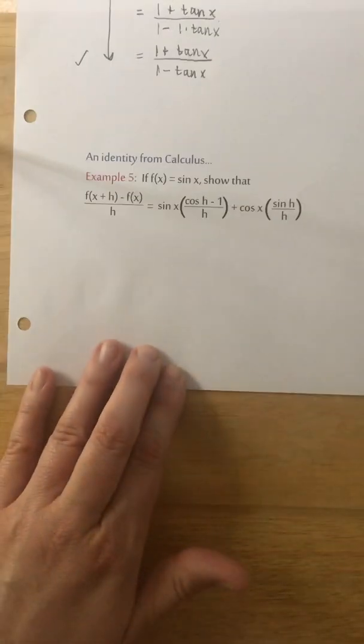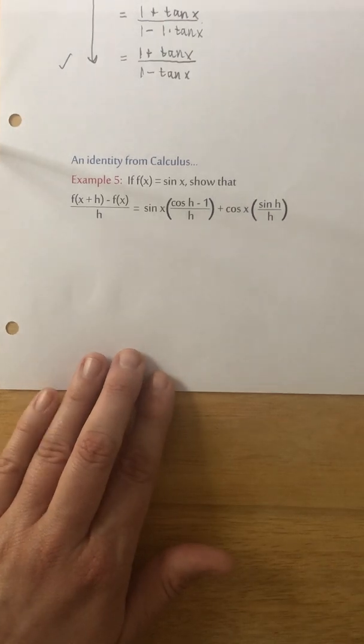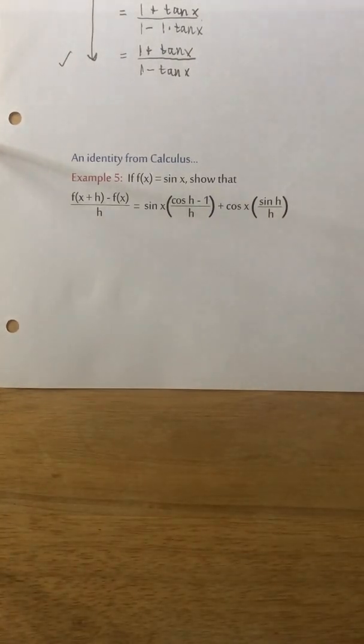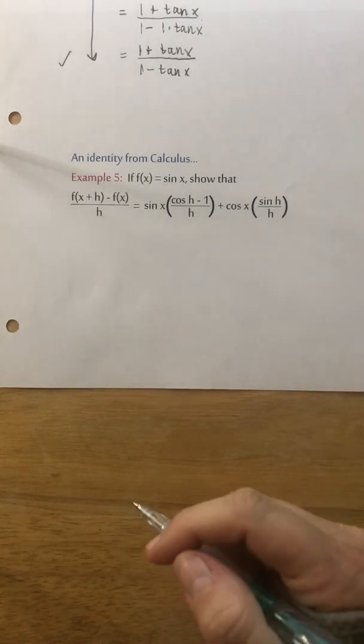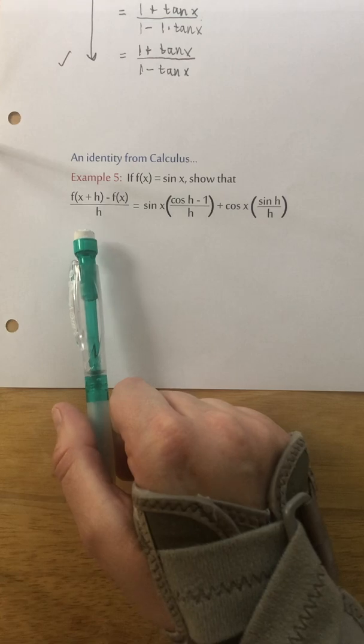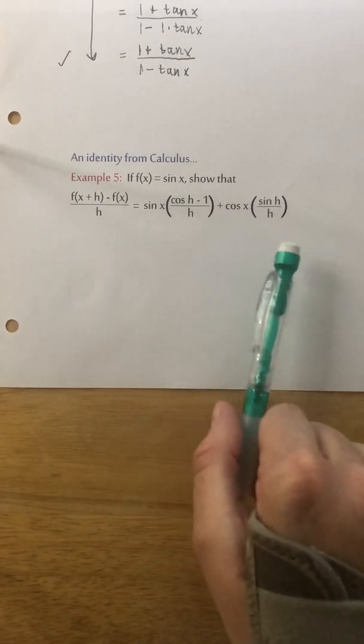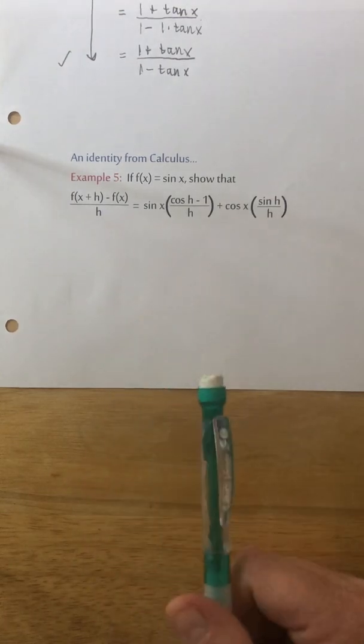Okay, last example. This one is an identity from calculus. So for those of you that might be interested in taking calculus next year, we might revisit this again. It says if f of x equals sine x, show that f of x plus h minus f of x over h is equal to this lovely thing over here.